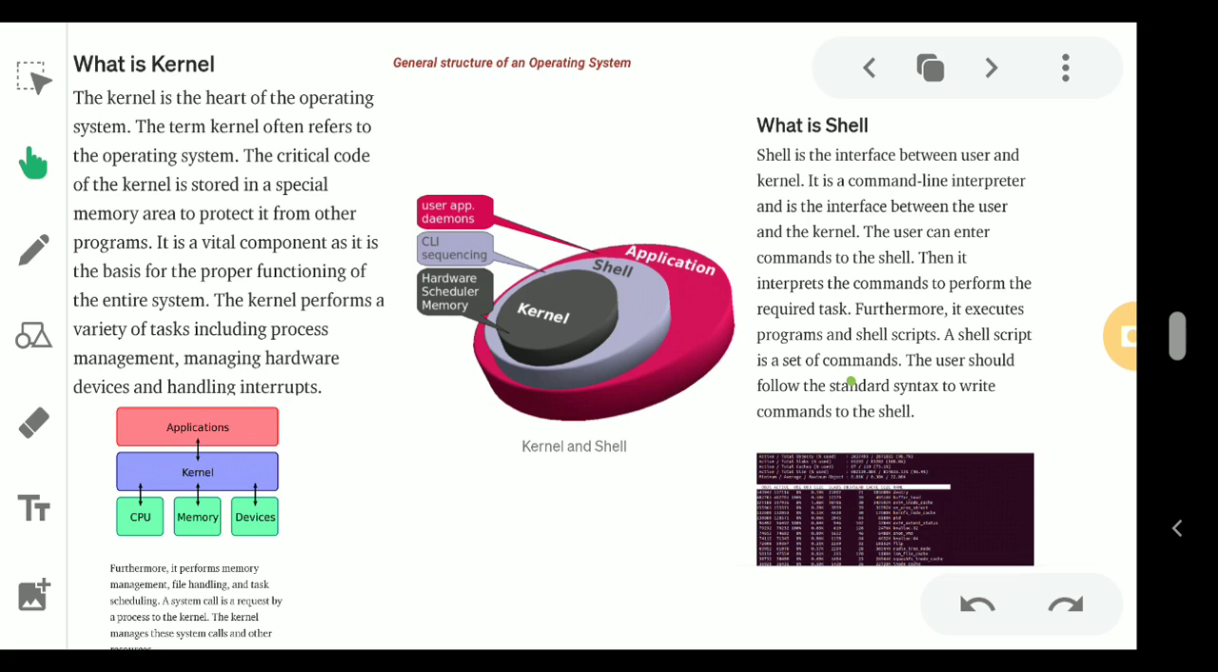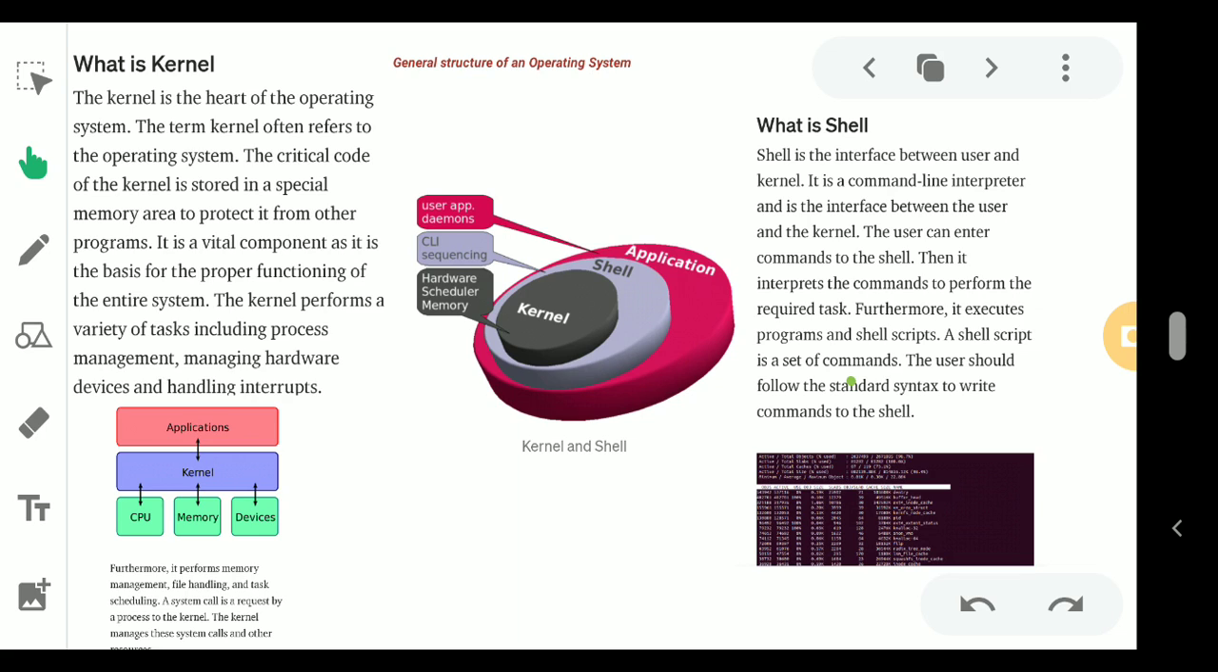The kernel is also the part of the operating system that the user cannot replace or modify. We cannot change anything in the kernel. The kernel is the heart of the operating system, and the term kernel often refers to the operating system itself. The critical code of a kernel is stored in a special memory area to protect it from other programs. It is a vital component as it is the basis for the proper functioning of the entire system.